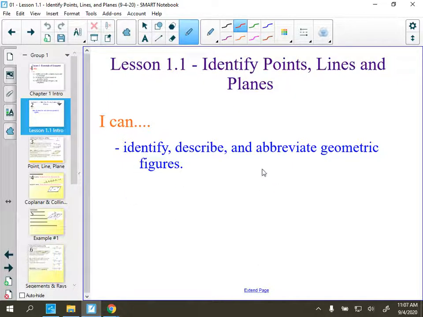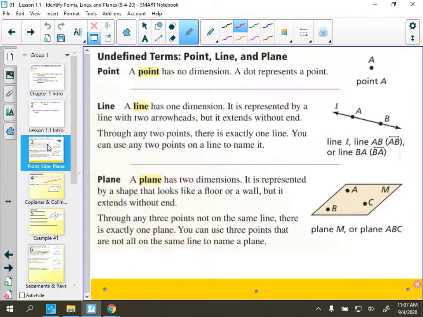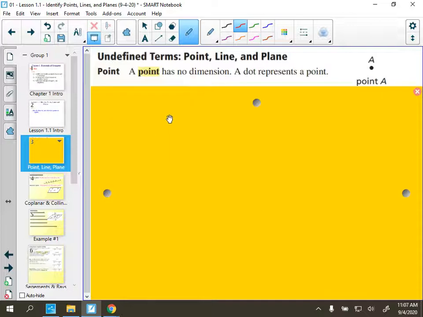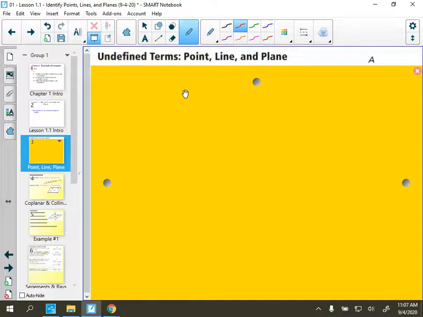So let's do it. Our main objective is to identify, describe, and abbreviate geometric figures. Mainly these three, but there will be others as well. So we end up with three. Let's look at one at a time here. We end up with three what we call undefined terms because they're hard to define other than using that term in the definition. So we're going to work with an understanding of what they all mean. These will be our three undefined terms: point, line, and plane, that we'll use to define other words from here on out. Okay, so we'll look at them individually.